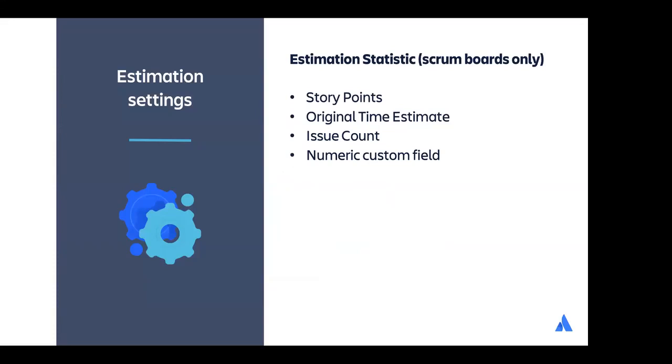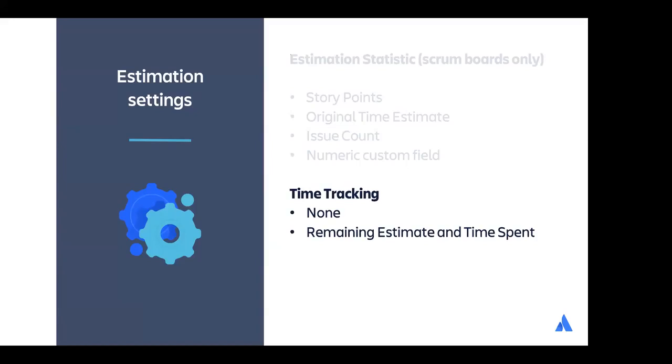So in summary, you just learned about the estimation statistic, and you can customize that to be story points, time, issue count, etc. But there's also time tracking that you can configure for your project. This is either set to none or remaining estimate and time spent. And this is what we're going to dive into right now.